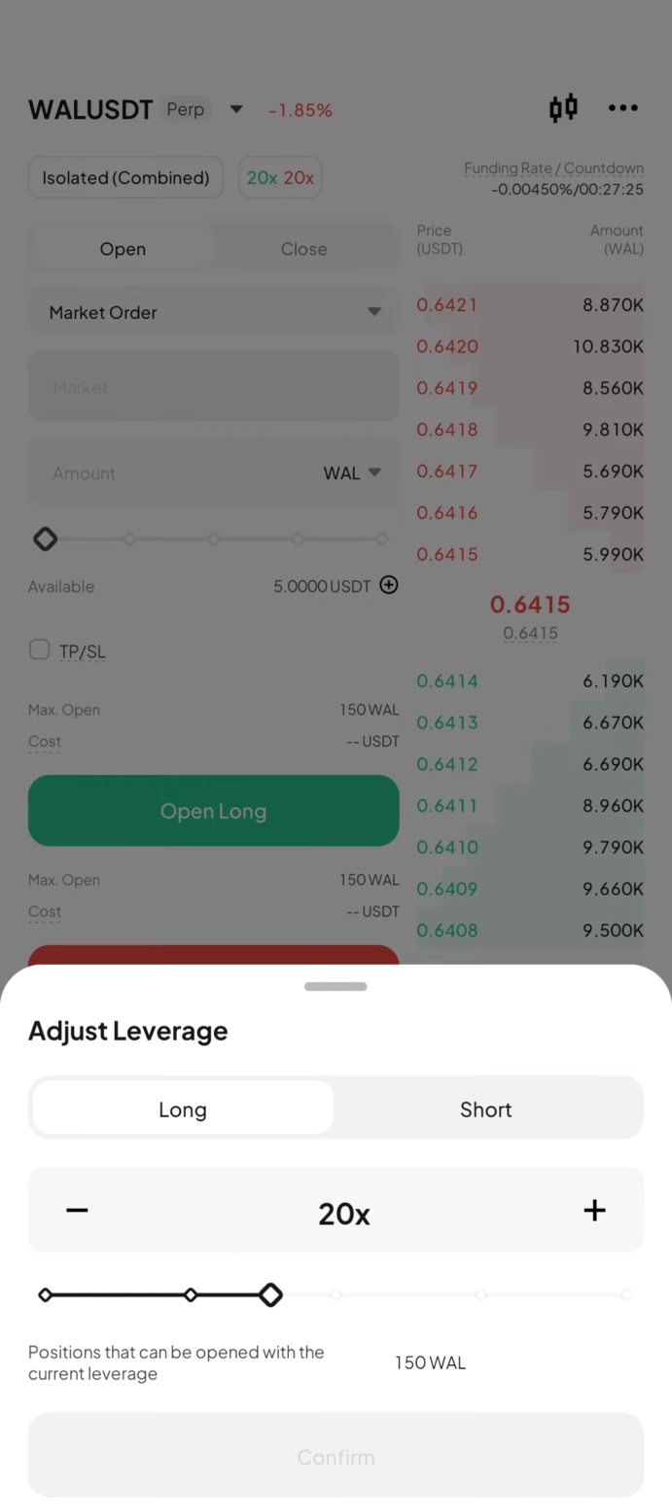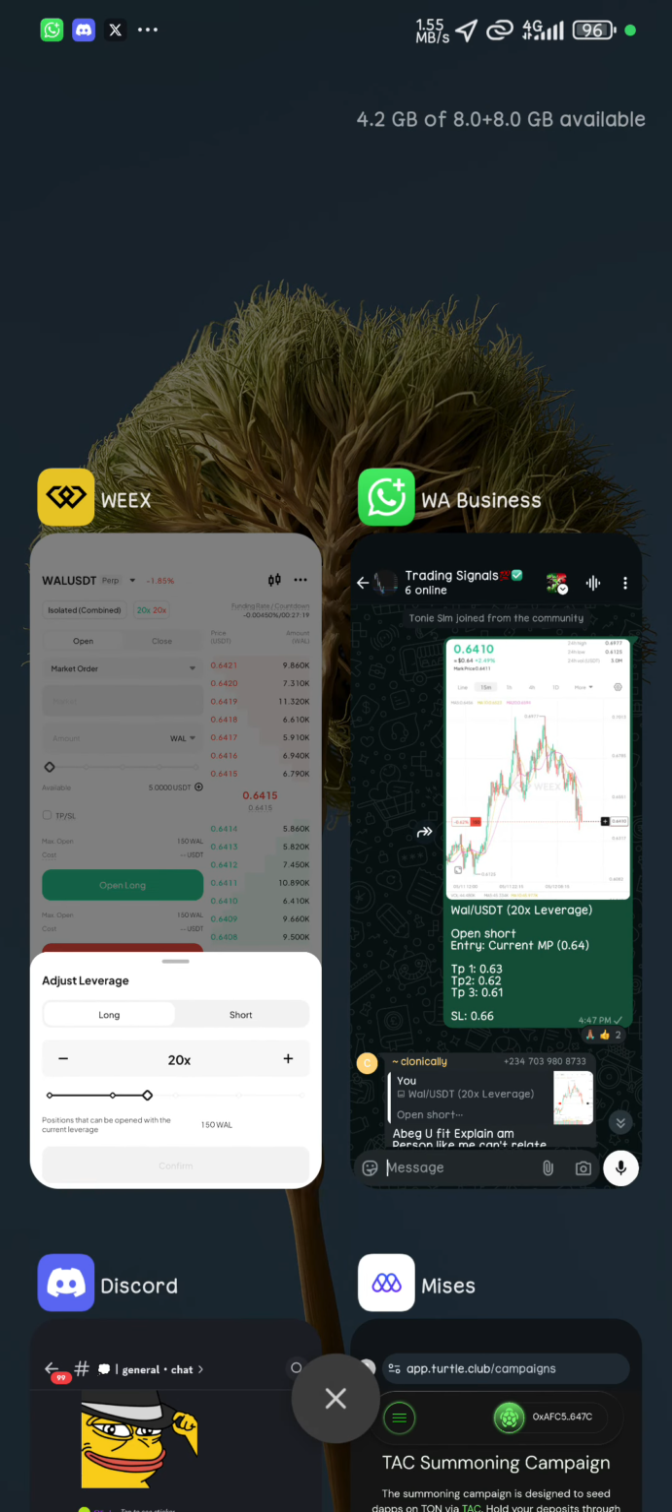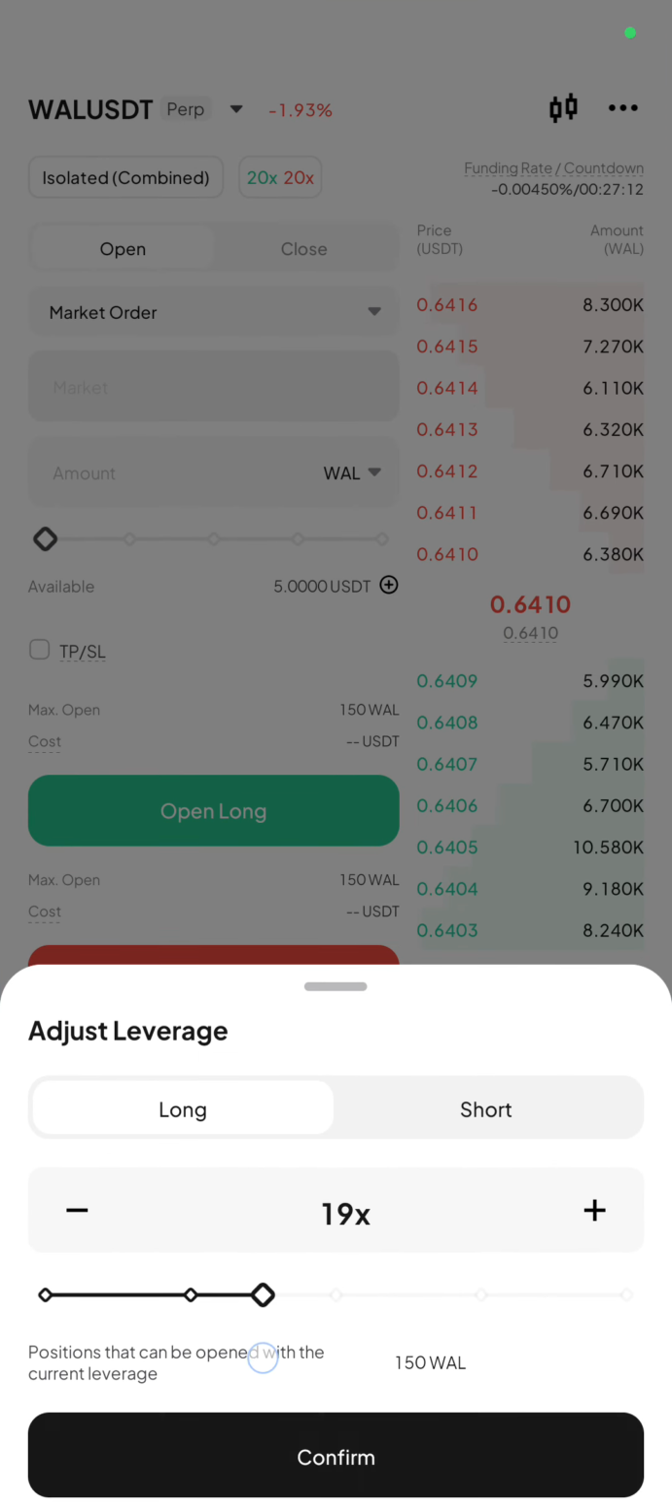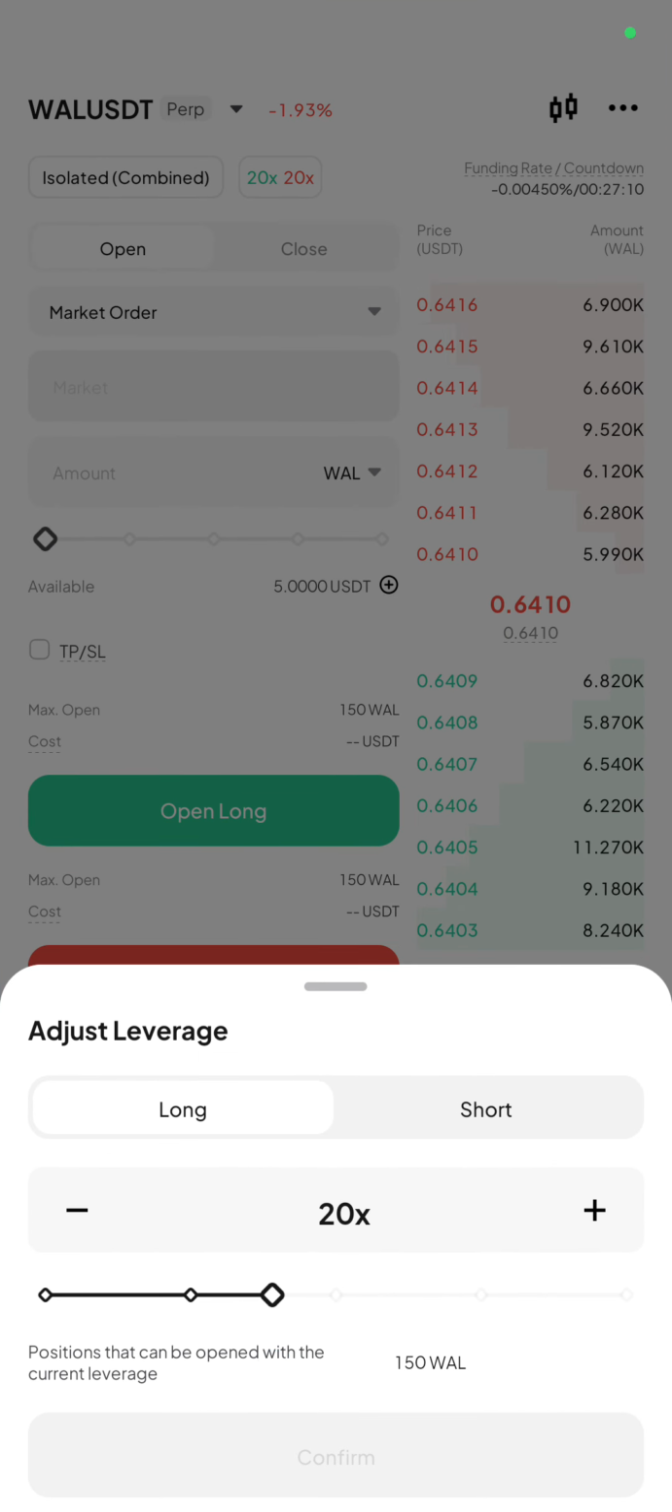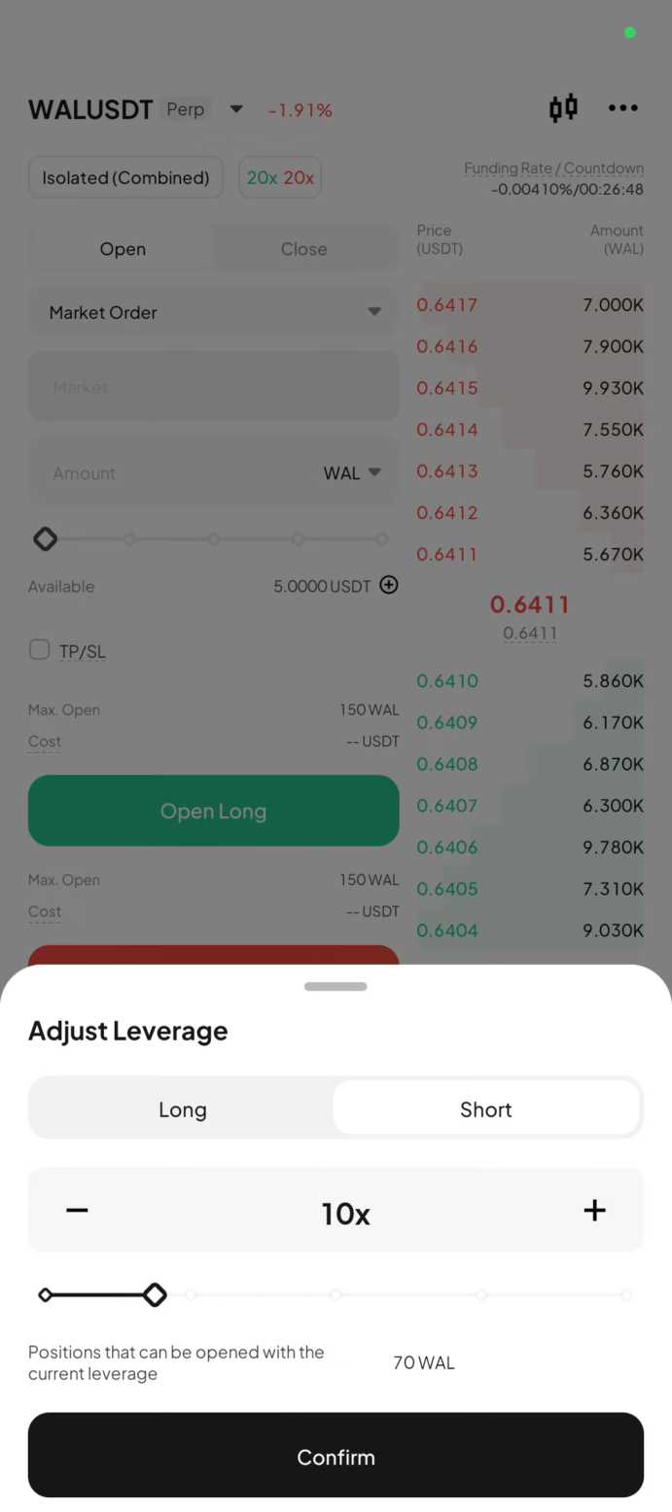For the leverage, if you want to change it, you click on this 20 times, 10 times, any amount of leverage you see here. For this trade, we're going to use 20 times leverage. So the leverage is already on 20 times. In cross, you can just put 20 times, and in both long and short it will be 20 times. But in isolated you can change either of them. For example, this long we can leave at 20 times, then short we can change to 10 times. It means that when we are shorting, we are using 10 times leverage.